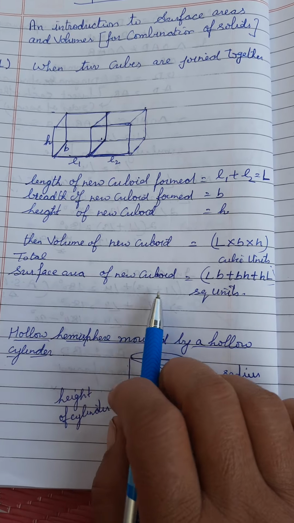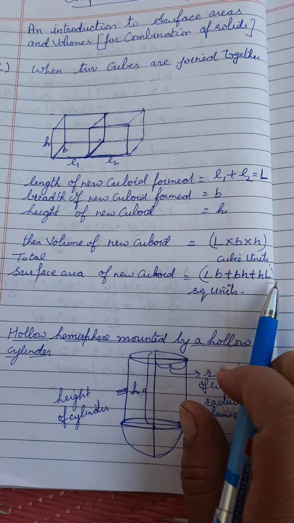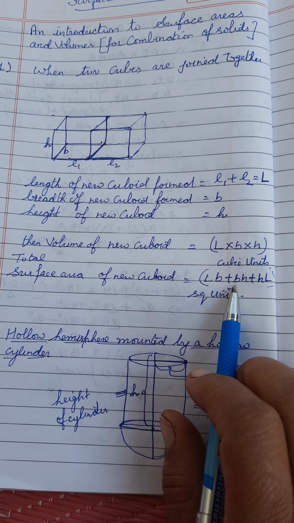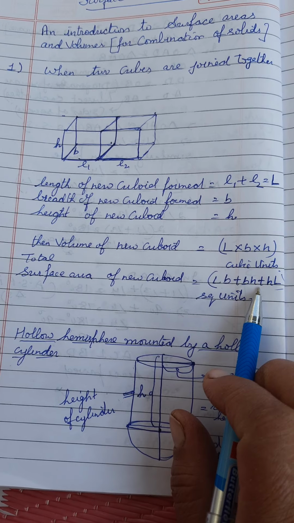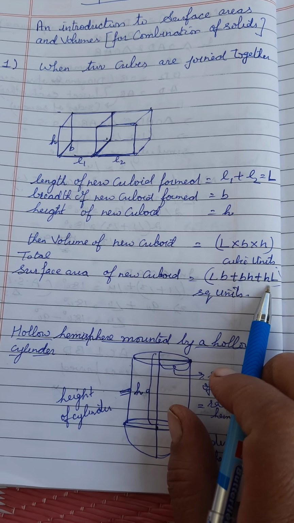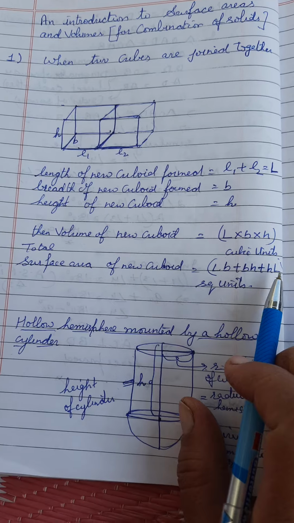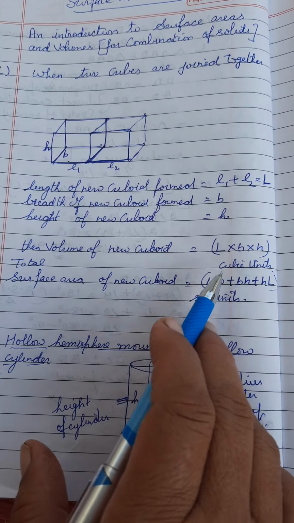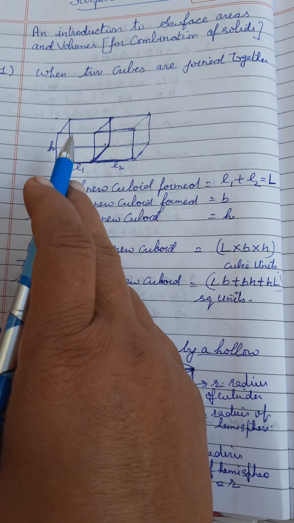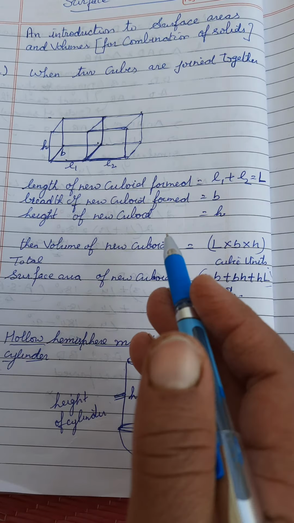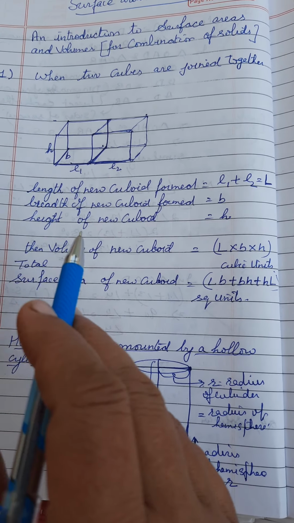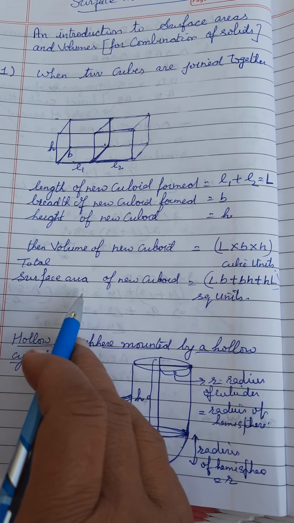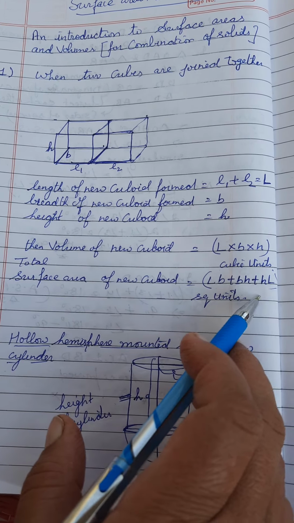Then the total surface area of the new cuboid will be LB plus BH plus HL. See here, L into H can be written, plus BH into H, here breadth and height are the same, then plus H into L. We can write it like this also. Otherwise, the surface area of the new cuboid is LB, where L is the capital L, B is the breadth of the cube and it is the same for the cuboid also, and height is also the height of the cube and it is also the same for the new cuboid. Then surface area of the new cuboid is LB plus BH plus HL.